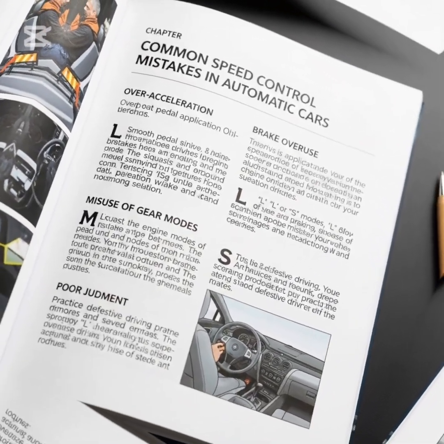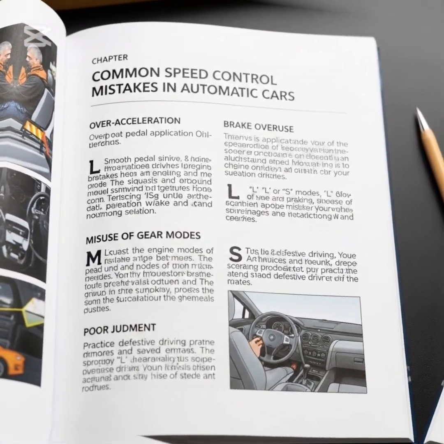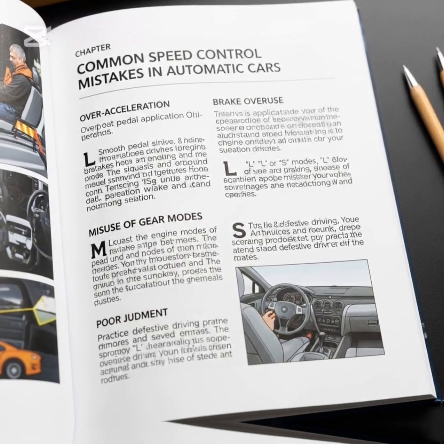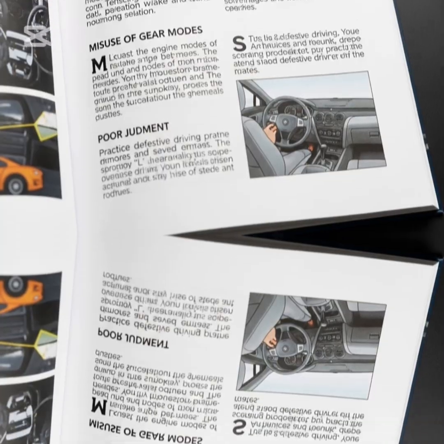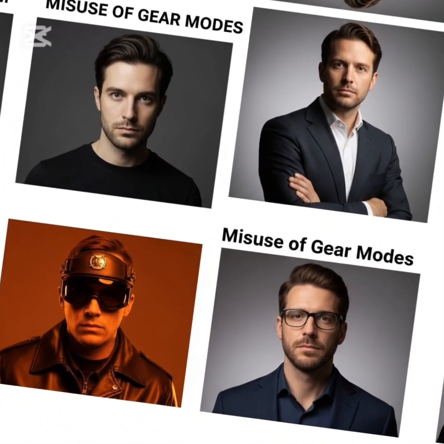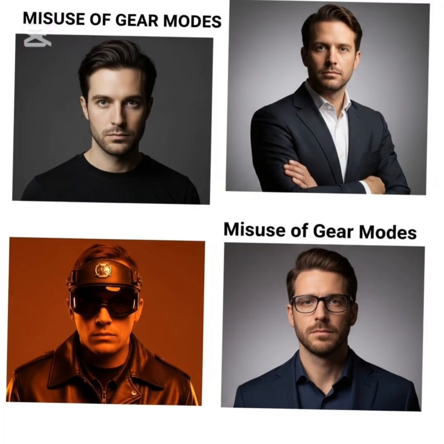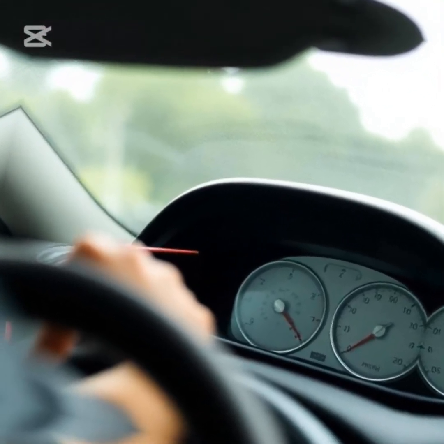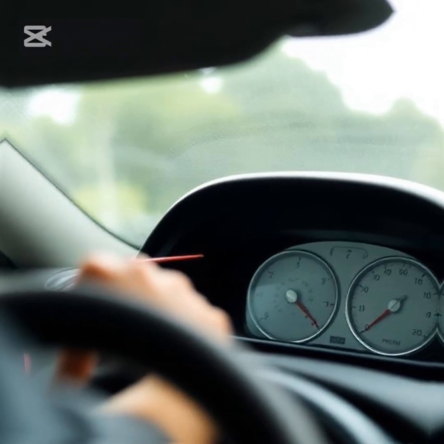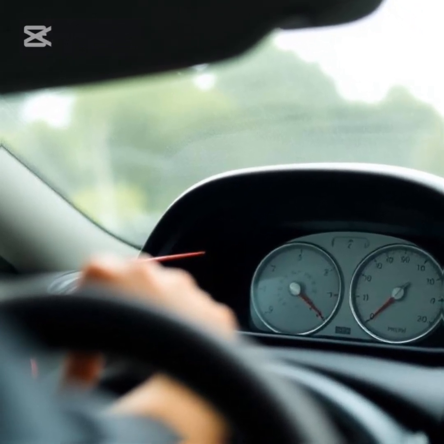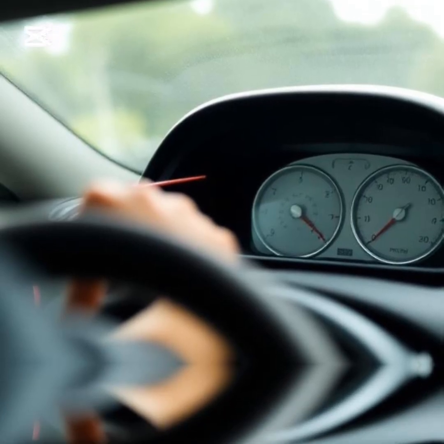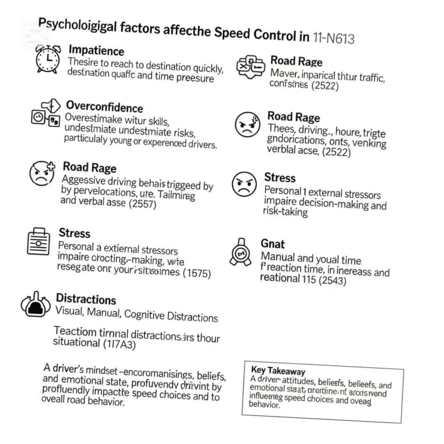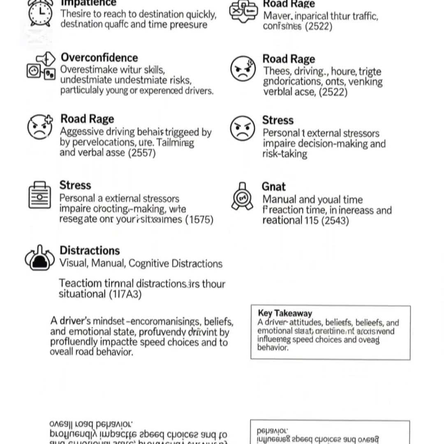Chapter 11. Common speed control mistakes. Many drivers make common mistakes when driving automatic cars, including over-accelerating, excessive braking, ignoring gear modes, using cruise control improperly. These habits reduce safety and vehicle efficiency. Awareness and practice help eliminate these errors. Chapter 12. Psychological aspect of speed control. Speed control is not just mechanical, it is also psychological. Impatience, aggression, and overconfidence lead to poor speed decisions. Calm, focused driving improves speed management. Defensive driving techniques encourage smoother control and safer behavior.